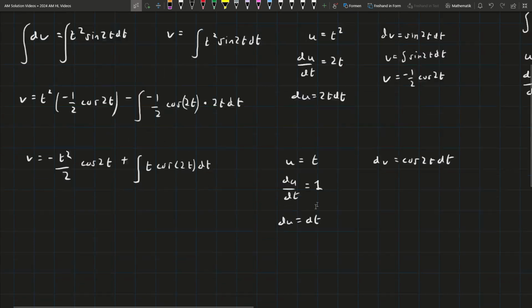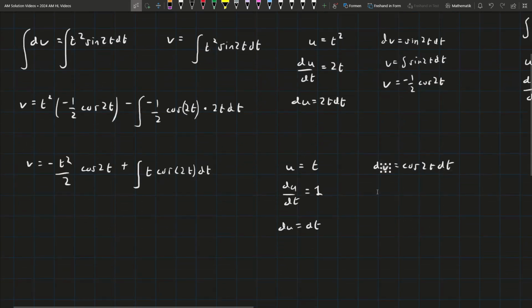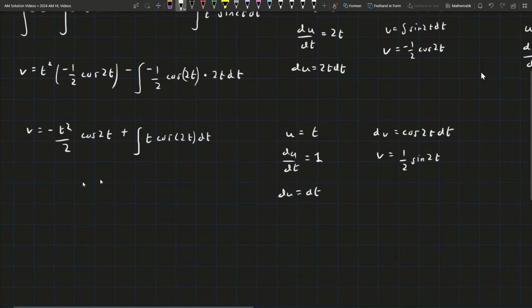Again, why are we getting du? So that we can sub into this formula. There's a du there. And then as well as that, we also need a v. So we need to get a v out of here. We can do that by integrating both sides. We'll get that v is equal to the integral of cos 2t. So it's going to be sine of 2t, and then divided by the derivative of the inside because of the substitution that I made up there. Same reason. We'll get a half sine 2t as our v. Now we can sub into the formula.